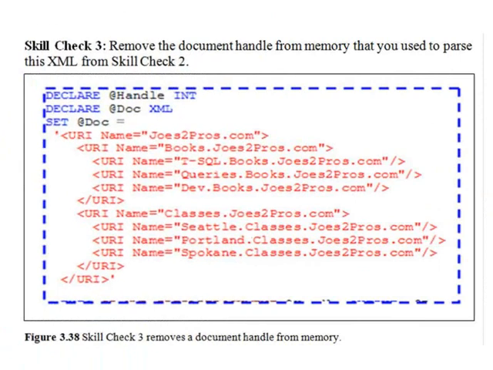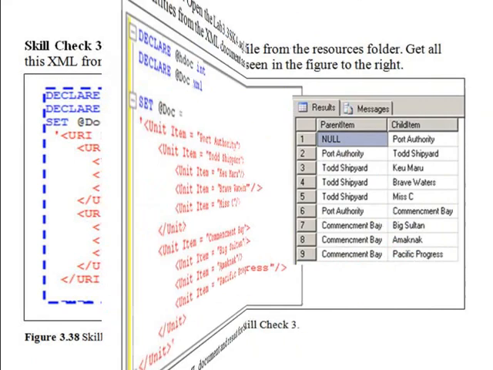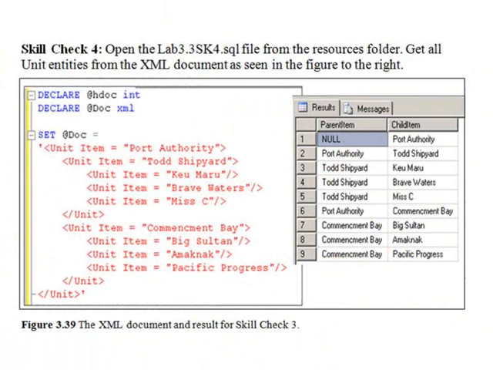Skill Check 3. Remove the document handle from memory that you used to parse this XML from Skill Check 2. Skill Check 4. Open the Lab 3.3 sk4.sql file from the Resources folder. Get all unit entities from the XML document as seen in the figure to the right.